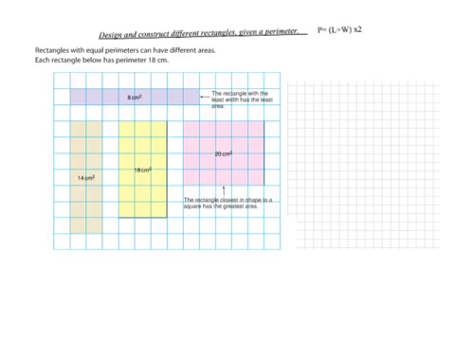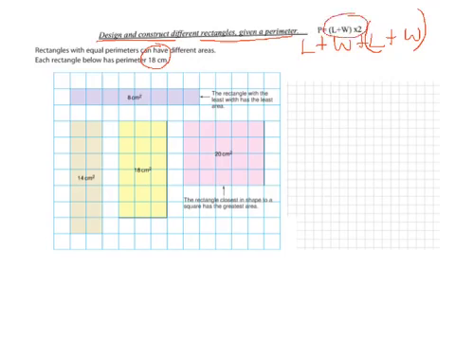To design and construct, so design and make rectangles with a given perimeter. So if I said to you I wanted to find rectangles that had a perimeter of 18. Now if we look at our perimeter formula, we have length plus width plus length plus width, which means we're doing this 2 times. So we could really just say length plus width times 2.